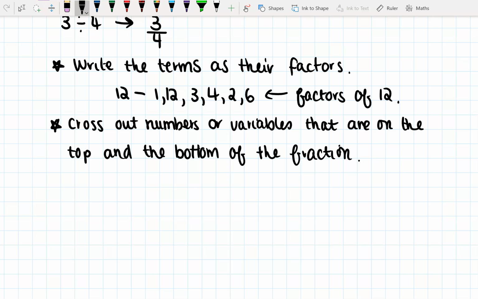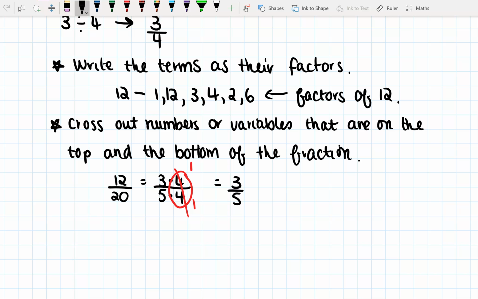The reason we can do this is, for example, let's say we had 12 over 20. 12 is 3 times 4, and 20 is 5 times 4. Now you can see we've written it as its factors. We can now cross out numbers or variables that are at both the top and the bottom. We can cross out the 4 and 4 because 4 divided by 4 is the same as 1. We're actually replacing this with a 1, both top and bottom. It's just that we're a little bit lazy as mathematicians, so we don't tend to do that. If we have 3 times 1, we just write it as 3. So 12 over 20 is the same as 3 over 5.